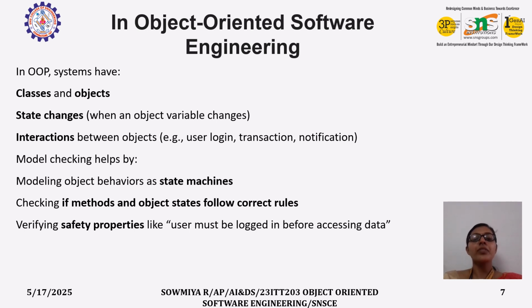For example, a user must log in before placing an order. A payment should not be processed unless the code is confirmed. Model checking helps to ensure that object behavior doesn't violate such constraints, especially in complex event-driven applications. It allows developers to verify the logic before deployment and reduce the bugs in production.